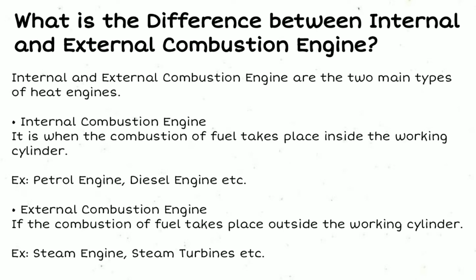What is the difference between internal and external combustion engine? Internal and external combustion engine are the 2 main types of heat engines. Internal combustion engine is when the combustion of fuel takes place inside the working cylinder. Example: petrol engine, diesel engine, and etc. While the external combustion engine is when the combustion of fuel takes place outside the working cylinder. Example: steam engine, steam turbines, and etc.